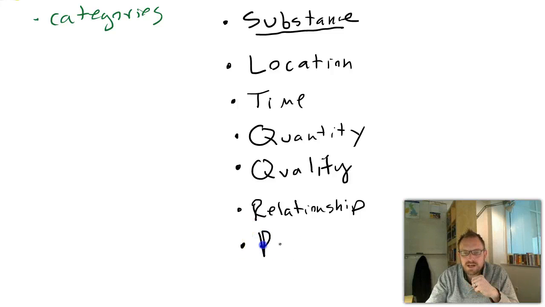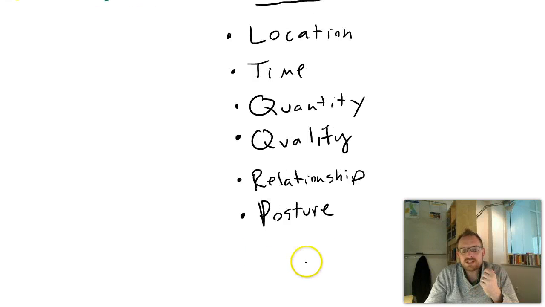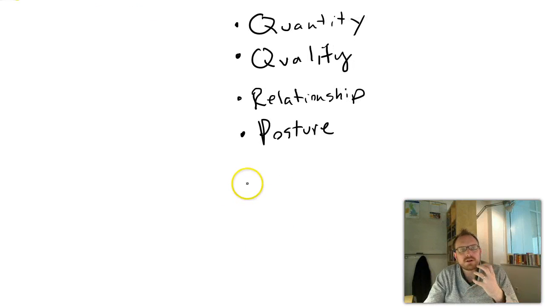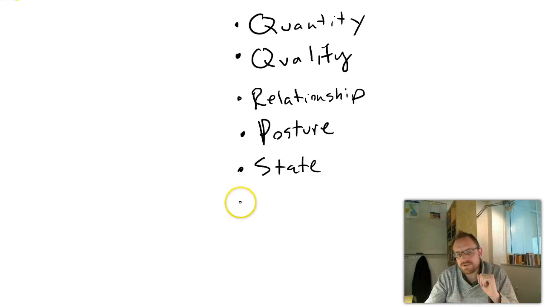We can talk about the posture of things, right? The way in which things compose themselves, if you will. We can also talk about the state of things. Are things in a state of atrophy? Are they in a state of growth? And so on and so forth.